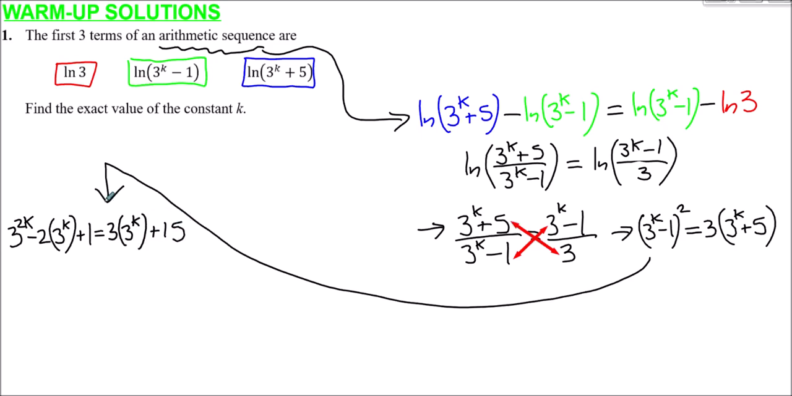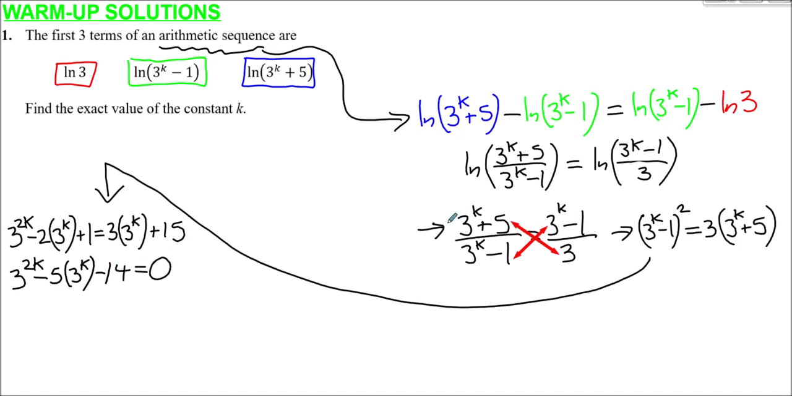We can now rearrange this to get one side equal to 0. So if I subtract everything away from this side on the right to make it equal to 0, I'll now get 3 to the power of 2k minus 2 lots of 3k minus this lot here gives us minus 5 lots of 3k, positive 1 minus 15 gives minus 14, and that'll equal 0.